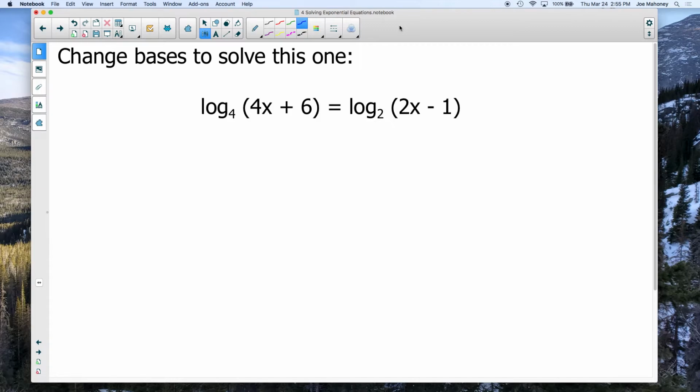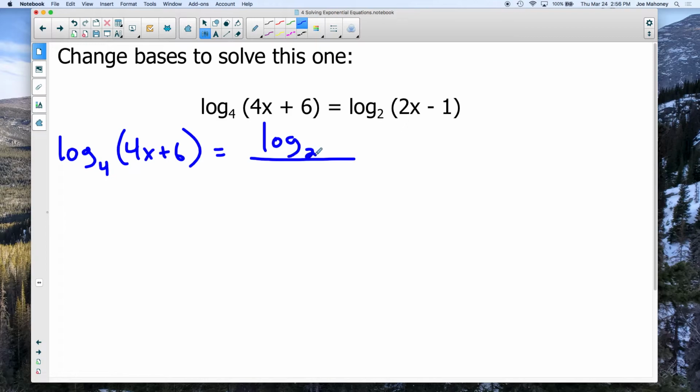So that's why I told you, here's a suggestion, change your base. So maybe I'll start with the one on the left side and I'll change the base. You remember that change of base formula? If I want to change this from a base of 4 to a base of 2, it's the log of 4x plus 6 in base 2 divided by the log of 4 in base 2.